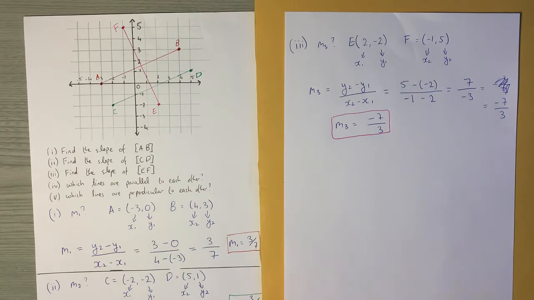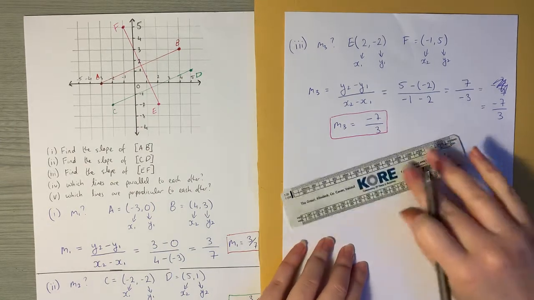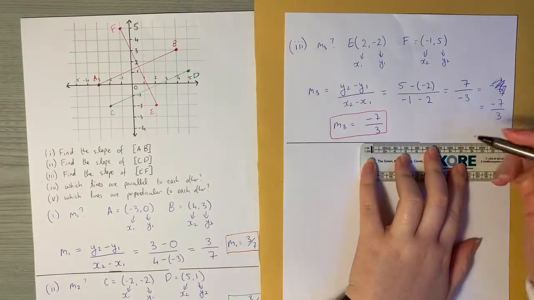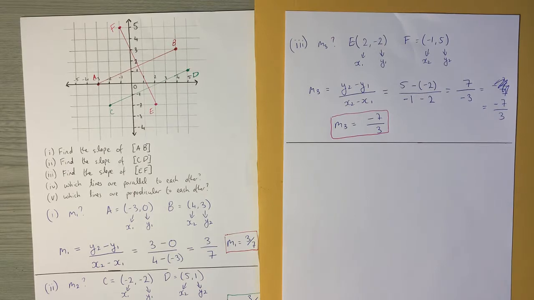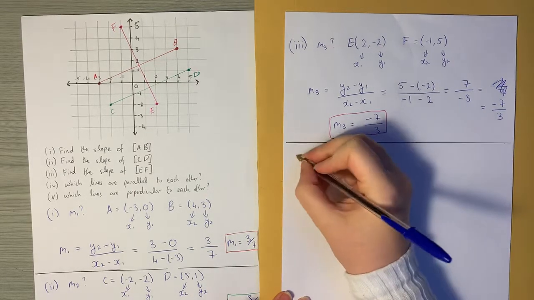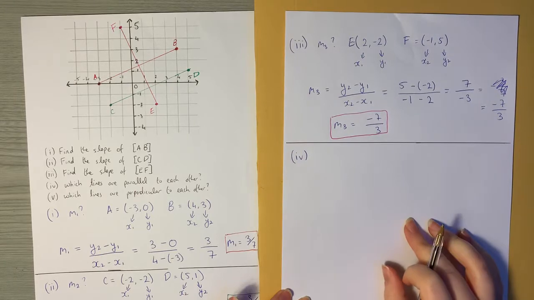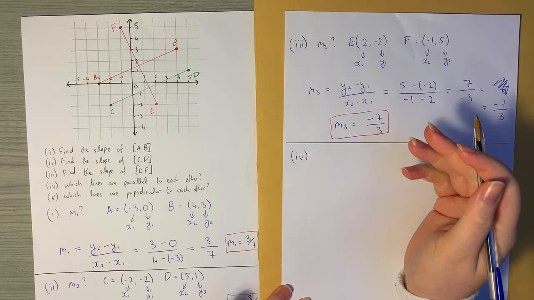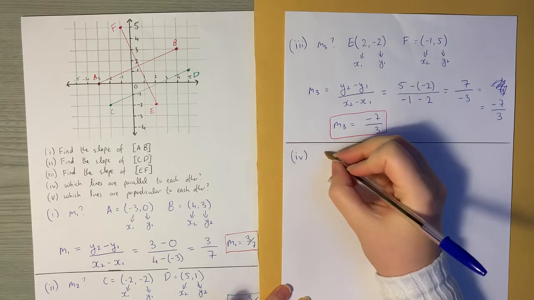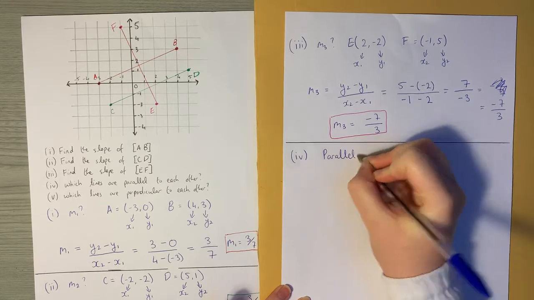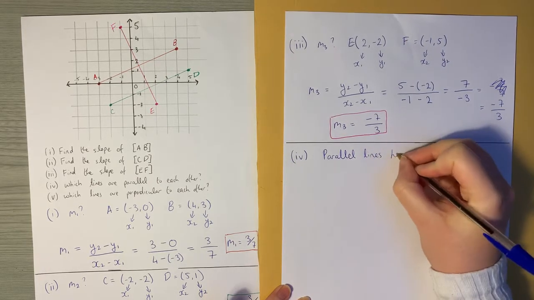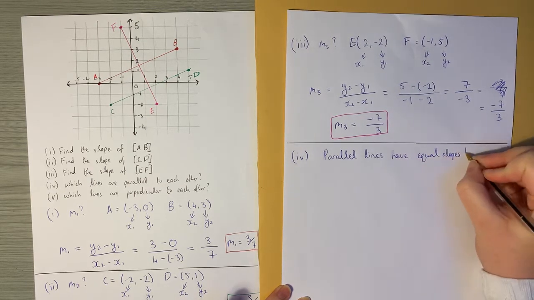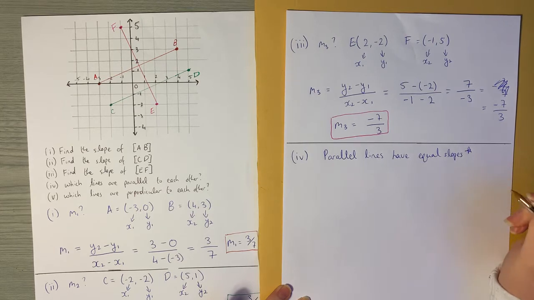Okay, let's move on to part 4. So I'll draw a little line under this so we can differentiate between the questions. Okay, which slopes are parallel to each other? If two slopes are parallel, they are equal. Okay, so parallel lines have equal slopes. And that is an important fact to remember in coordinate geometry.